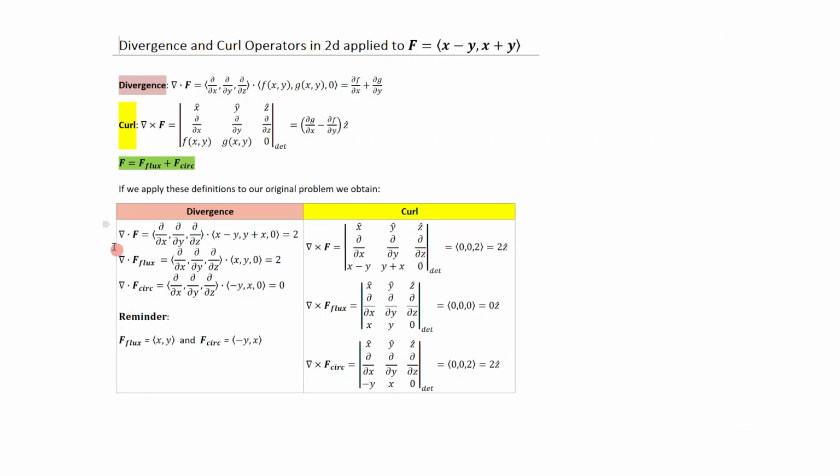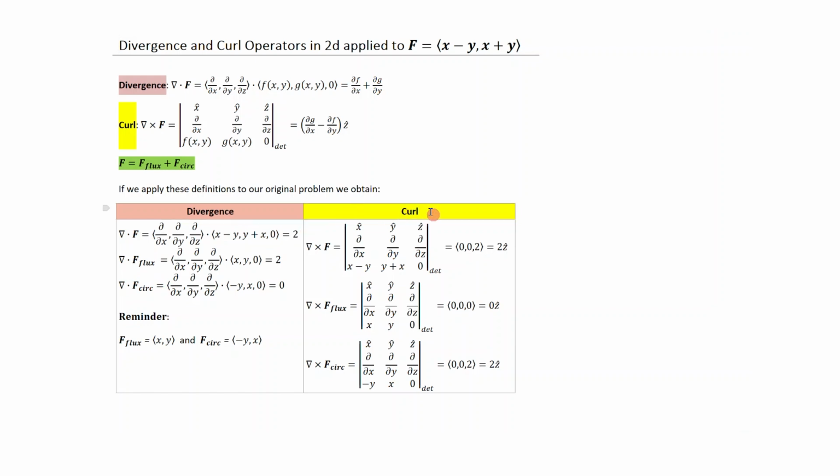So what we're going to do now is take this field example and apply the divergence, with respect to the flux and with respect to circulation. Again, this is a reminder of what we meant by F flux. This is what was meant by F circulation. If we go through this procedure, we end up with a 2 for this one, a 2 for this one, and a 0 for this one. This is applying the divergence operator to the total field, the flux field, and the circulation field.